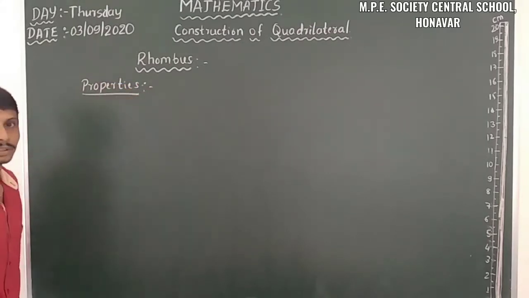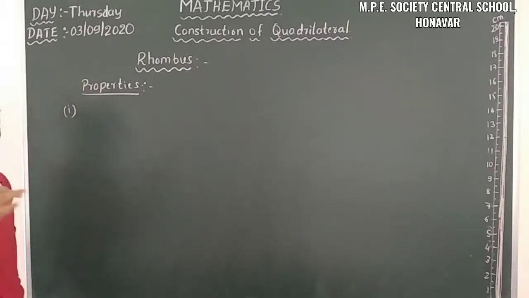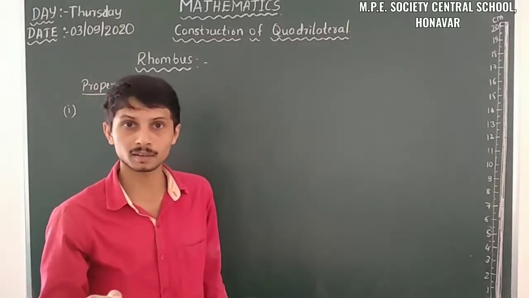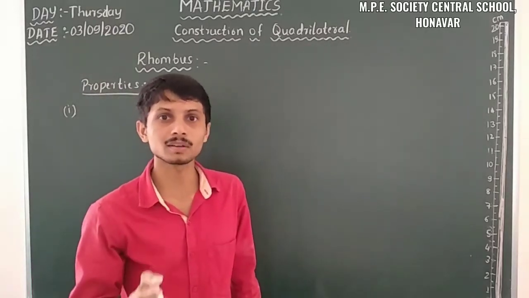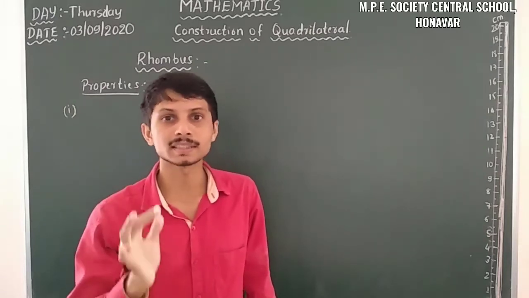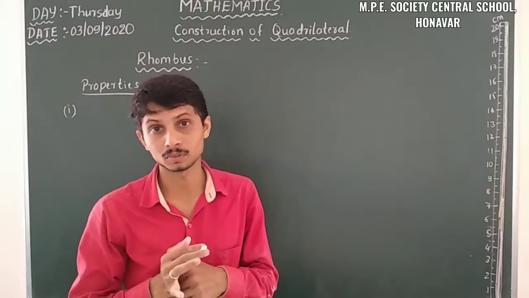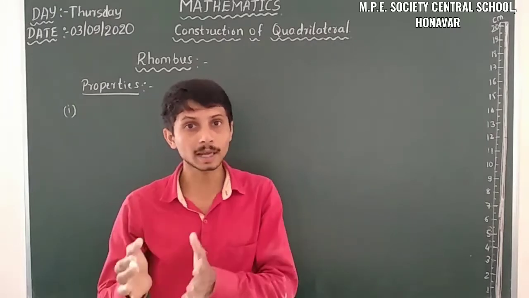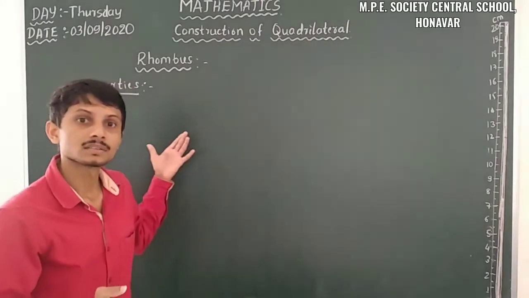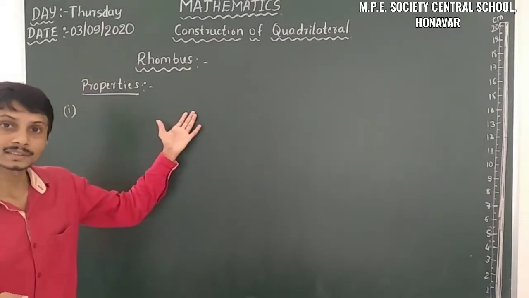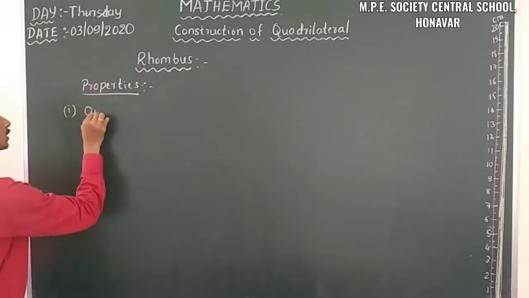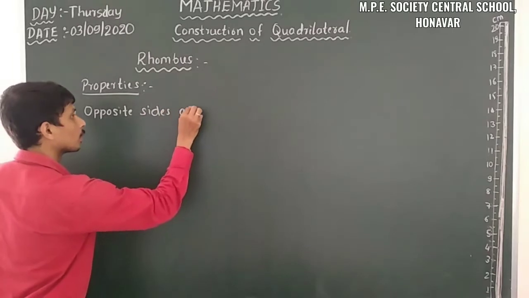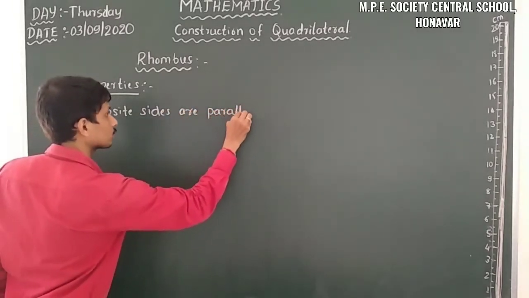of rhombus. Firstly, the opposite sides are parallel. In a rhombus, opposite sides are parallel. In a parallelogram also, the opposite sides are parallel. So opposite sides only are parallel, not adjacent sides. A rhombus is also a type of parallelogram. That's why the opposite sides are parallel.